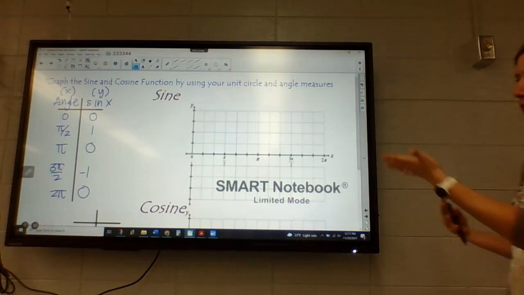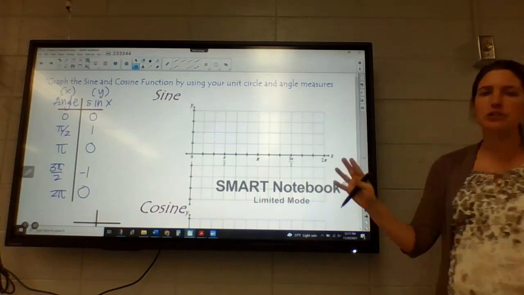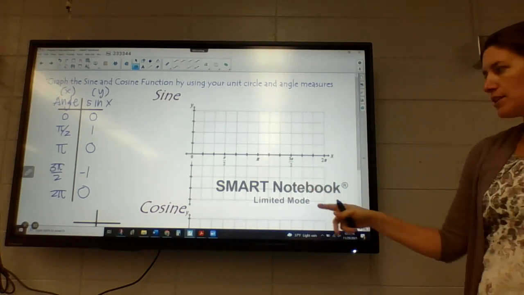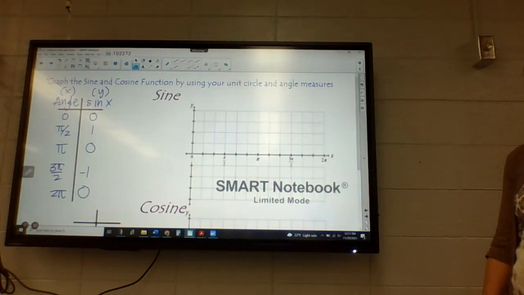So what we're going to do is graph our sine function on this graph paper. And this graph paper is kind of nice because they actually used radians rather than degrees. So they have pi over 2 and pi. They're spaced equally because that makes sense.